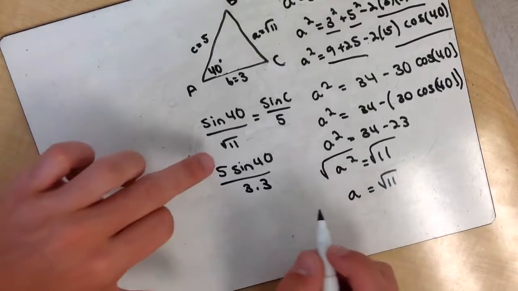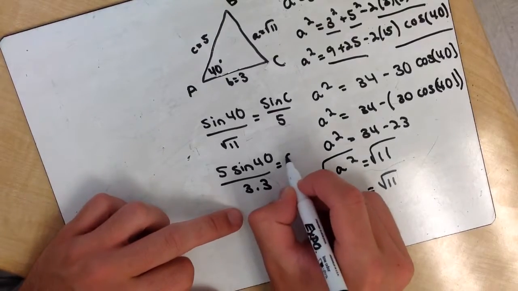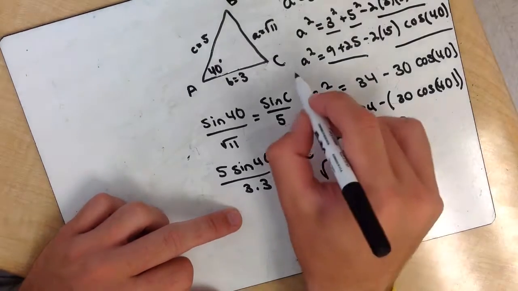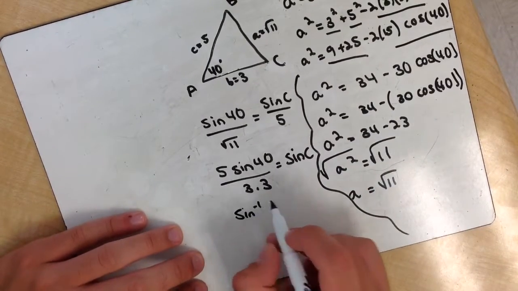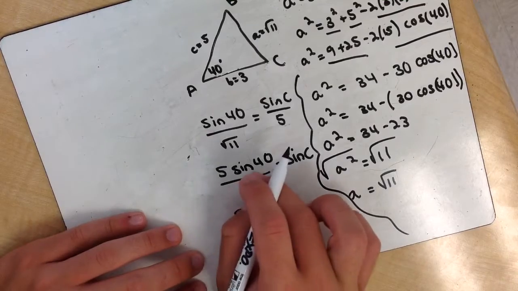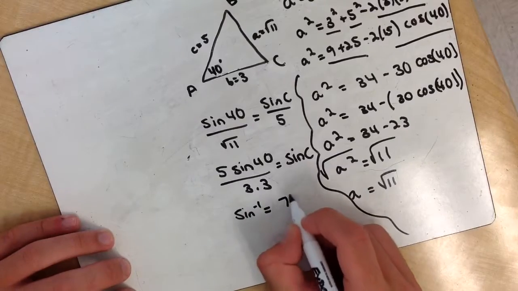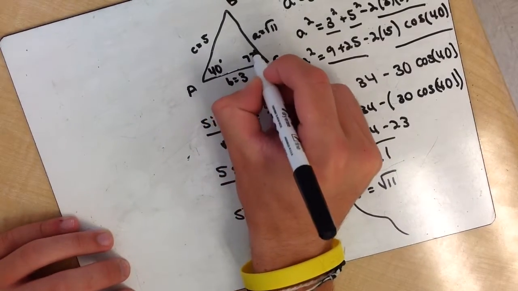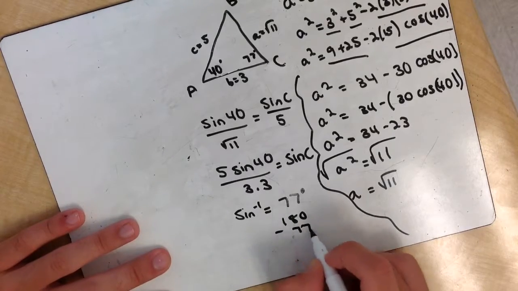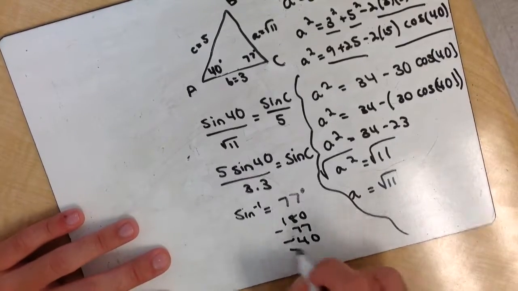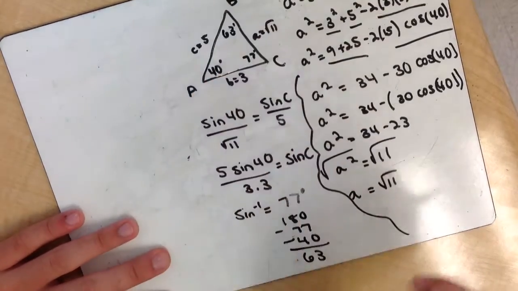As you can see, we can't have a square root on the bottom, so we turn it into a decimal, which is 3.3. So sine inverse of 5 sine 40 divided by 3.3 turns out to be 77 degrees. So C equals 77 degrees. Now we subtract 77 and 40 from 180, and we get 63 as our third angle.